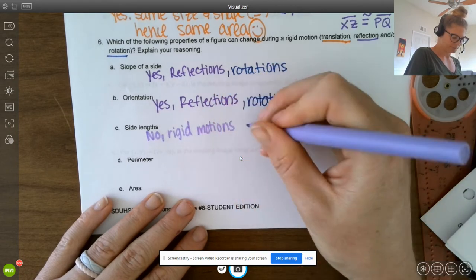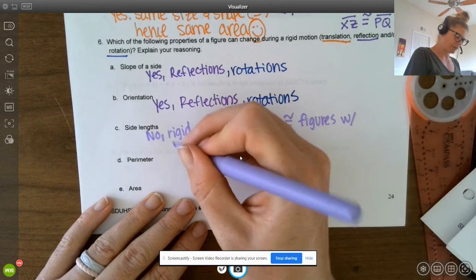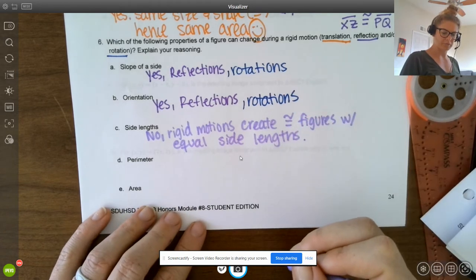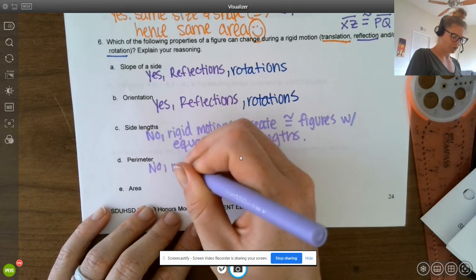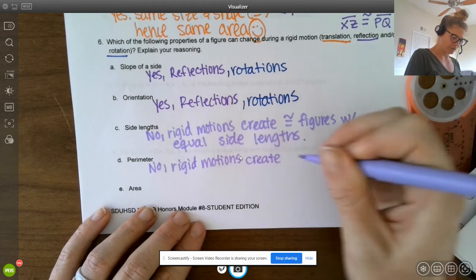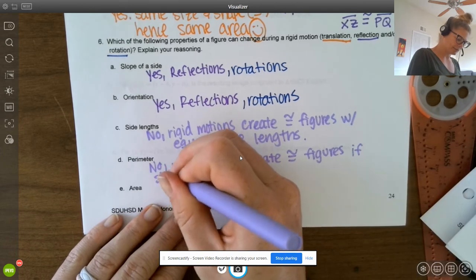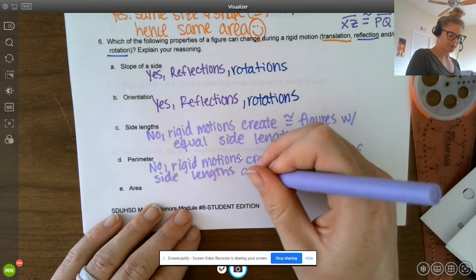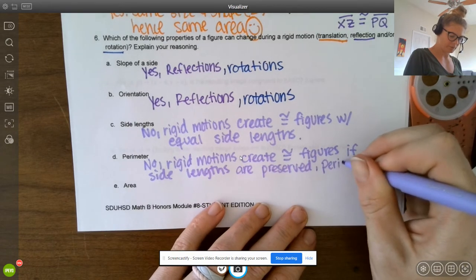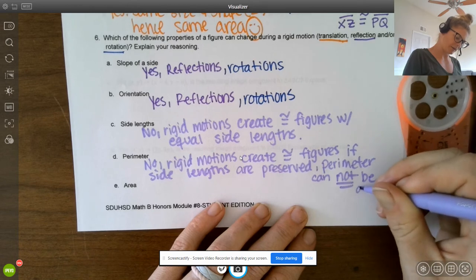Rigid motions create congruent figures with equal side lengths. Perimeter change? No. Rigid motions create congruent figures. If side lengths are preserved, that means perimeter cannot be affected.